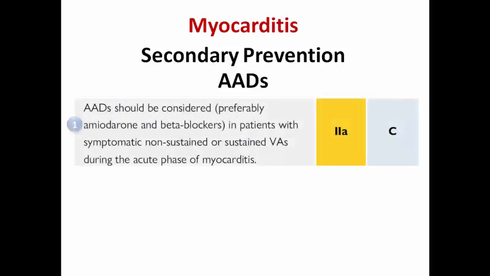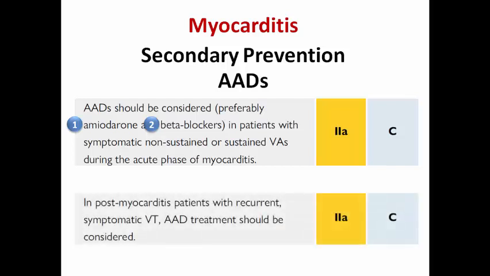The use of antiarrhythmics, preferably amiodarone or beta blockers, is in patients with symptomatic non-sustained or sustained VT during the acute phase of myocarditis, and in post-myocarditis patients with recurrent symptomatic VT. In this case, antiarrhythmics are indicated.